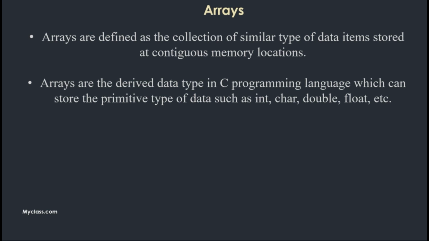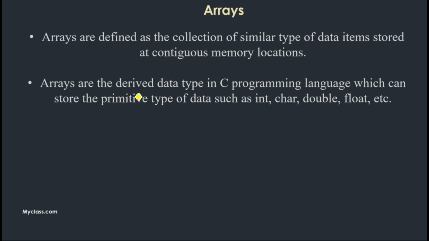All the items are in one data type. Like if it is an integer array, all the items in that integer array should be integer. And it is in the contiguous memory location. Such data structure we can call it as arrays.